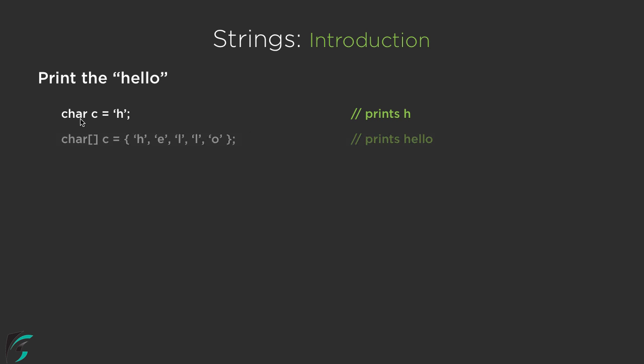But now let us take another example of a character array that can store a list of characters such as HELLO. In the output console, if we print this array, then it will simply print out hello. So this completes our objective of printing hello in the output.